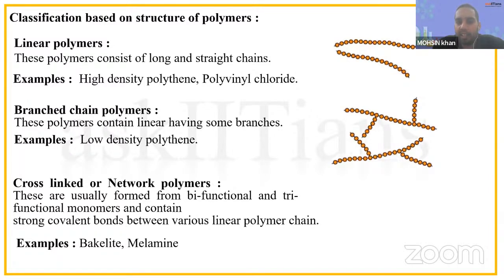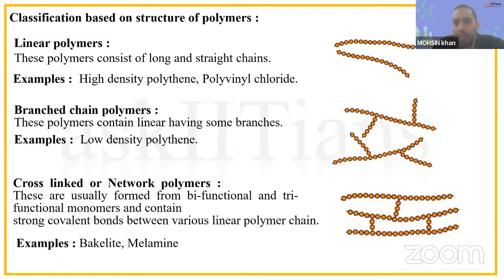Examples are bakelite and melamine. It looks like this. Chains are connected with each other with bonds. So it gives us cross-link or network polymer. On the basis of structure, we have three types of polymer: linear, branch, and cross-link. In linear chain, we have a simple chain of monomers joined together. In branching, we have some branching in a linear chain. And in cross-link, the chains are connected with each other by bonds. So this is the classification based on structure.